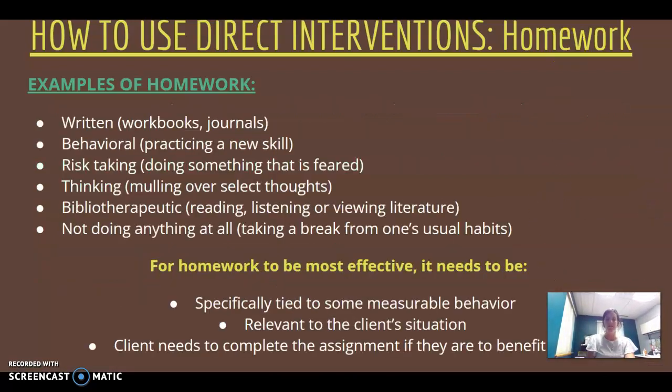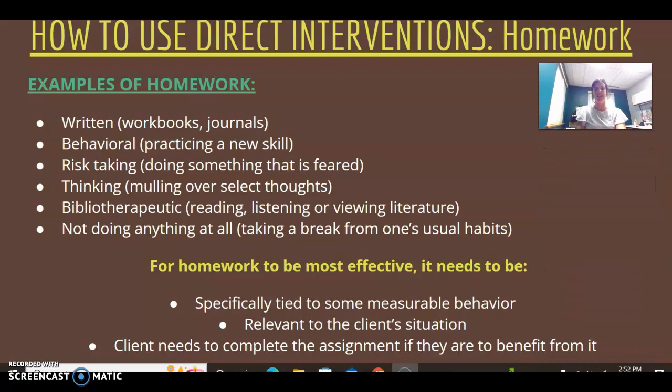So here are some examples of homework. It could be journaling. Some therapy will be maybe go through a workbook with a therapist. That's a very concrete intervention. Could be behavioral, so they're practicing a new skill. So maybe it's saying no to somebody, risk-taking, doing something that's feared. So maybe it's actually riding the bus, or maybe it's calling your parent instead of texting them.